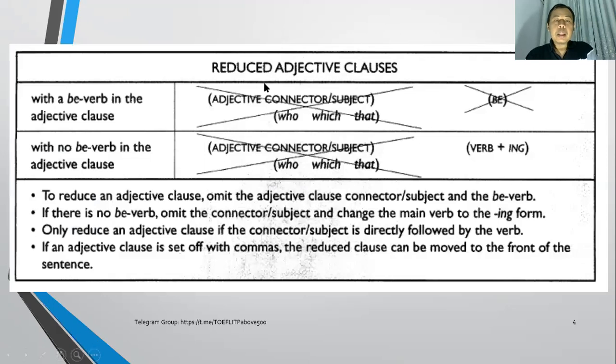This is the pattern of reduced adjective clause. Adjective connector of subject with who, which, and that plus be can all be eliminated. But adjective connector of subject who, which, that with verb plus ing or verb plus ed is not eliminated.